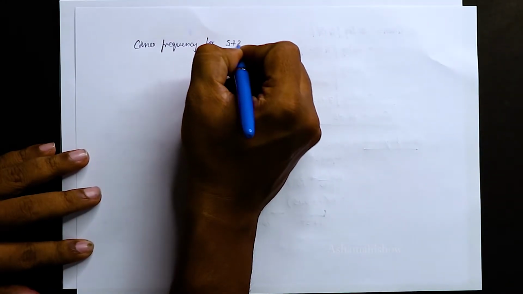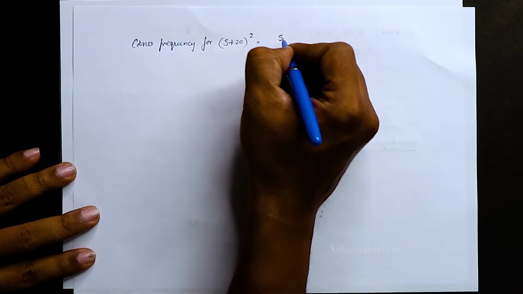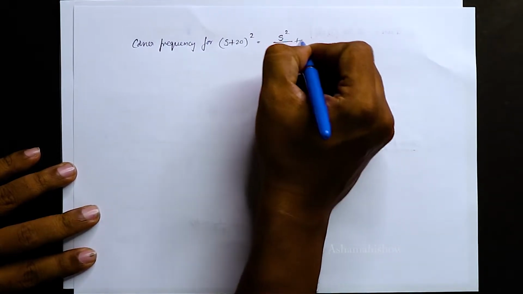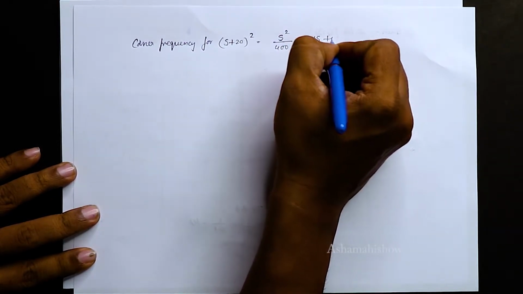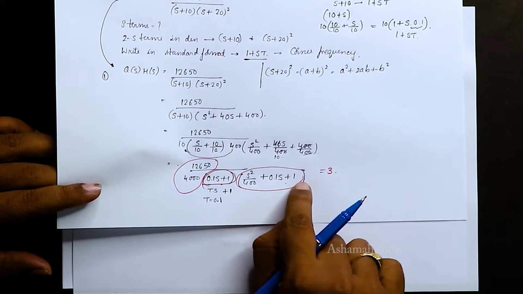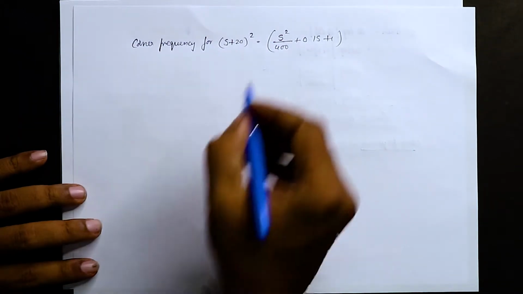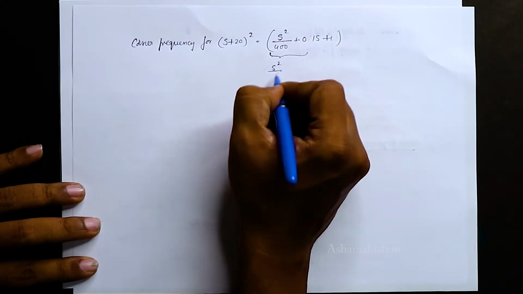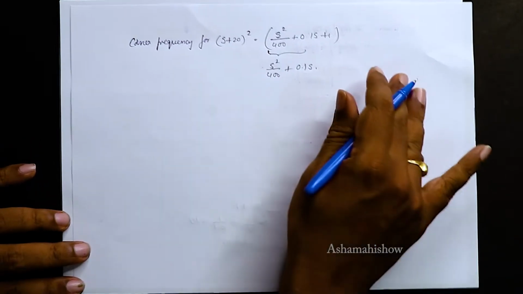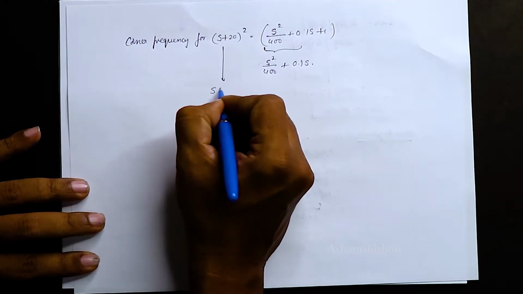The corner frequency for s plus 20 whole square. So we have taken a plus b whole square. I have given here s square plus 400 plus 0.1 s plus 1, what we got here from our previous one. So just take the first two terms. You consider only this, s square plus 400 plus 0.1 s. To simplify this is a bit difficult, so what we'll do is take this s plus 20.